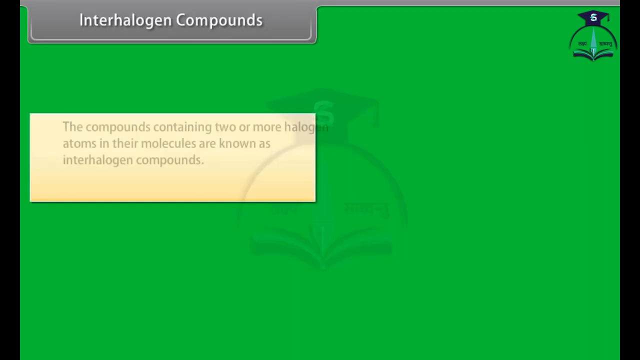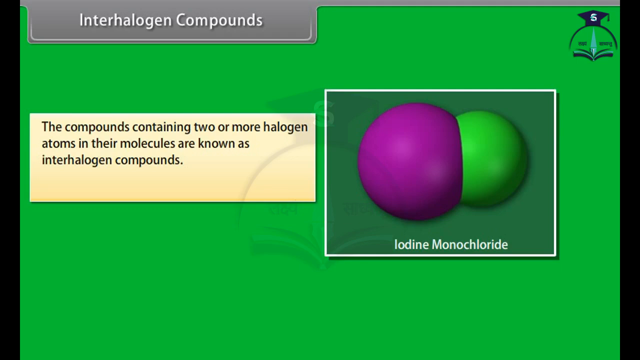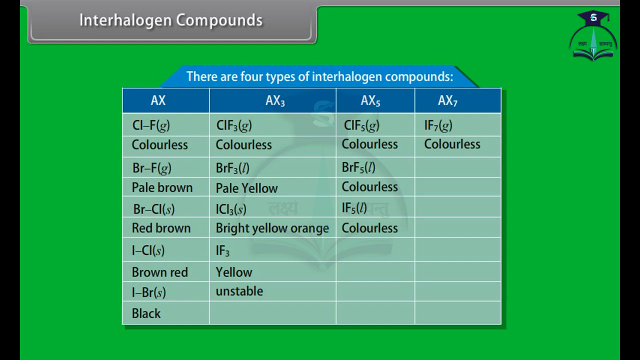Interhalogen compounds. The compounds containing two or more halogen atoms in their molecules are known as interhalogen compounds. Their general formula is AXn, where A is the less electronegative halogen, X is the more electronegative halogen, and n is its number. The oxidation state of halogen A may be +1, +3, +5, and +7. Therefore, there are four types of interhalogen compounds: AX, AX3, AX5, and AX7.